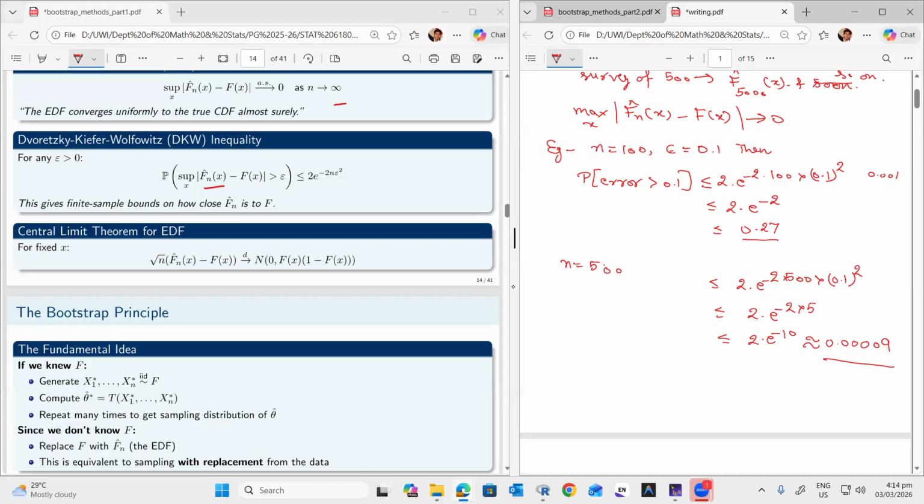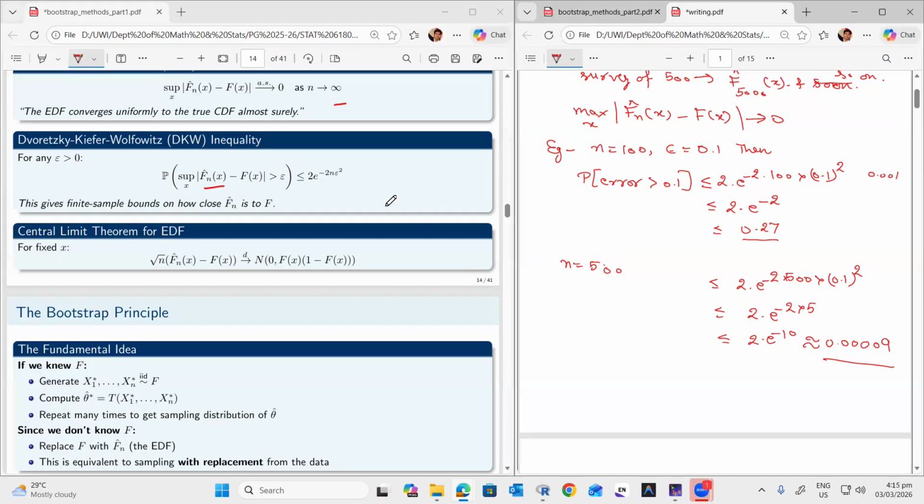All right, and the third one is that for a fixed x, the square root of n times the difference of the empirical CDF and the population CDF will converge in distribution to a normal distribution with mean 0 and variance F(x) into 1 minus F(x). So it says that at any fixed value of x, Fn(x) is approximately normally distributed for large n.